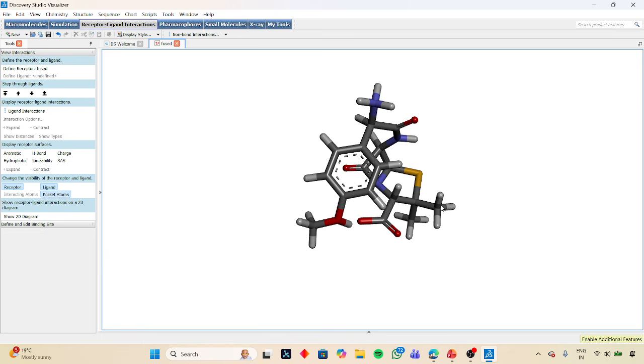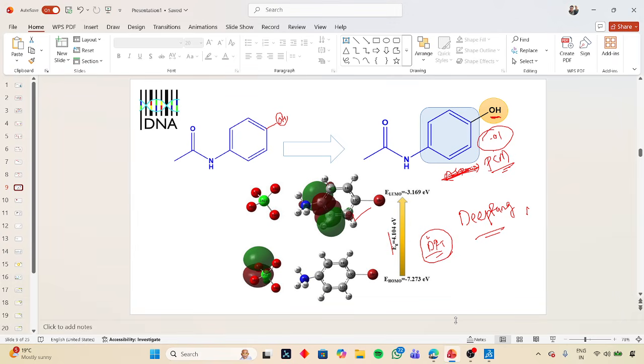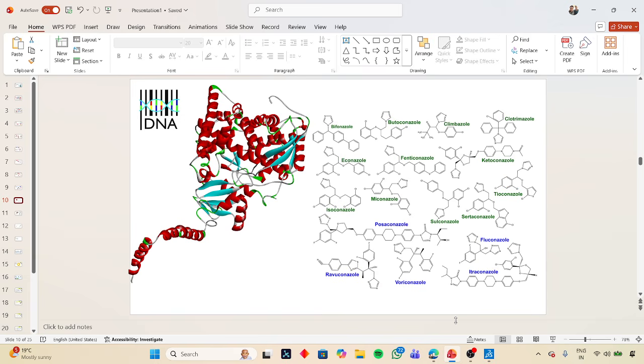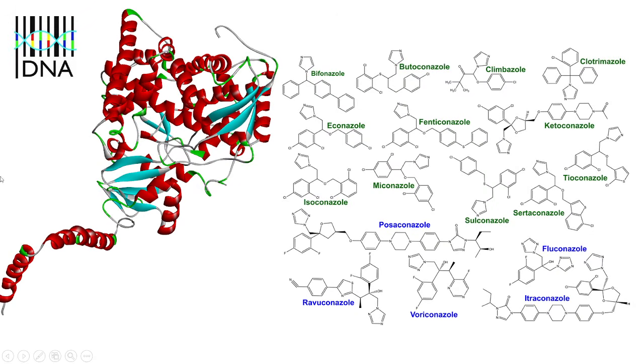I hope that you guys have understood all these things. So next, go ahead. We have learned about DeepFrag. Then this is the complete process. We have our target receptor, and these are the hit molecules. So we have a set of hit molecules.